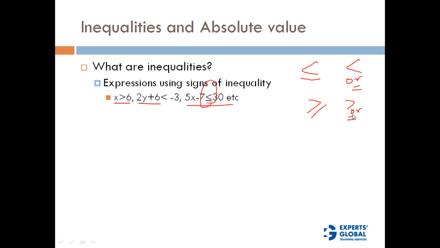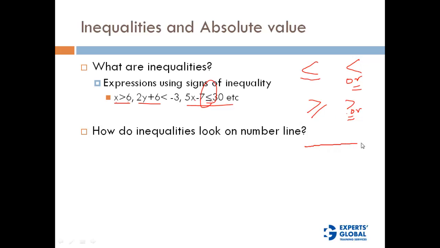So any expressions using these signs are inequalities. And how do inequalities look on a number line? First of all, let's see how a solution of an equation looks on a number line. So we have an equation, we solve it, and we get a value of, say, x is equal to 3. So how does that look on a number line?